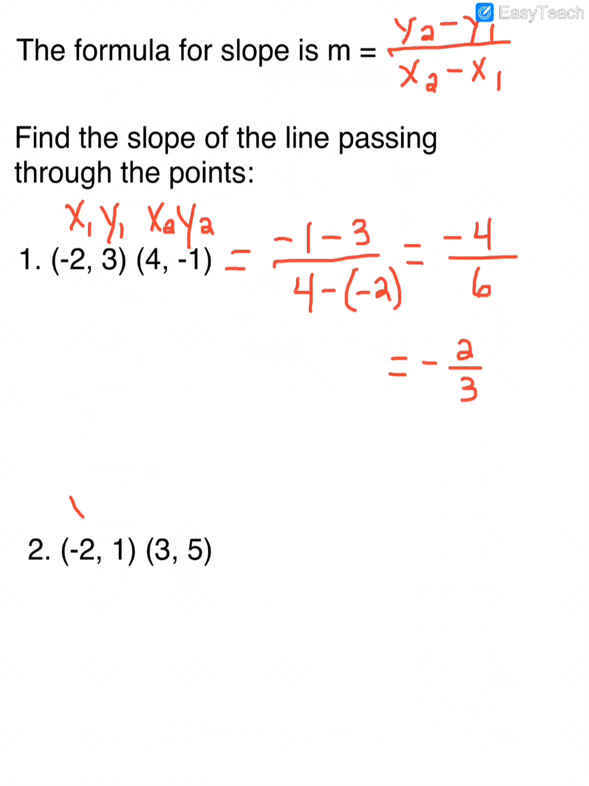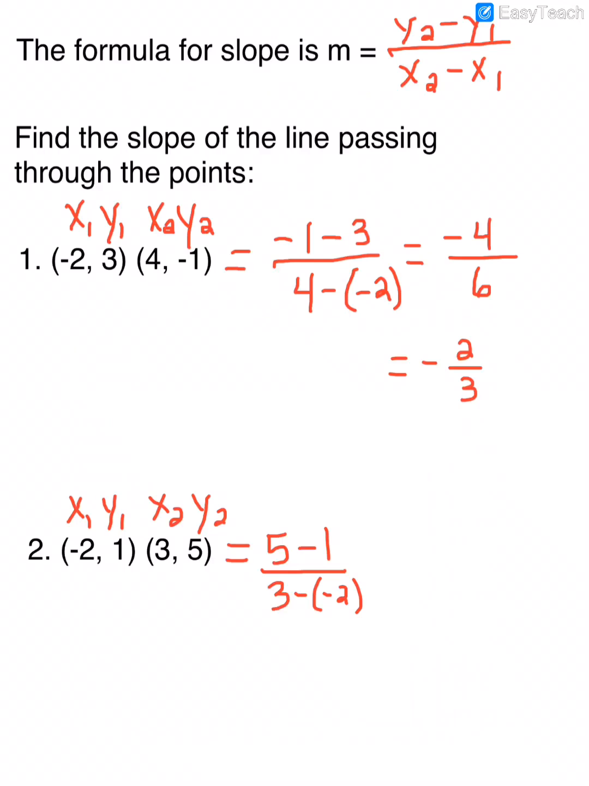Again, let's label our points. This is my x sub 1 and my y sub 1. This is my x sub 2 and my y sub 2. Okay, y2 minus y1, that would be 5 minus 1, over x sub 2 minus x sub 1, so that's 3 minus negative 2. All right, 5 minus 1 is 4. And 3 minus a negative 2, that's like 3 plus 2, so that would be 5. And 4 over 5 won't reduce, so that's my answer.